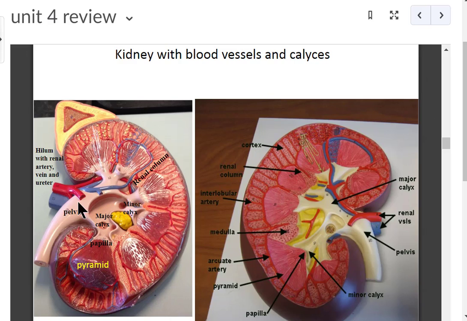And then the major calyces lead to the pelvis of the ureter, which is this funnel-shaped structure which comes down and becomes the ureter proper. You can see the same thing here. So minor calyx, major calyx, and pelvis.